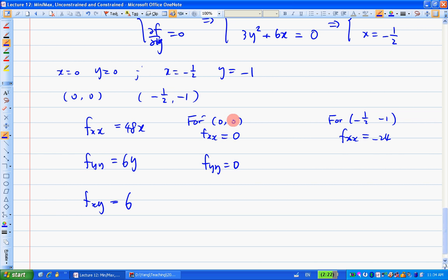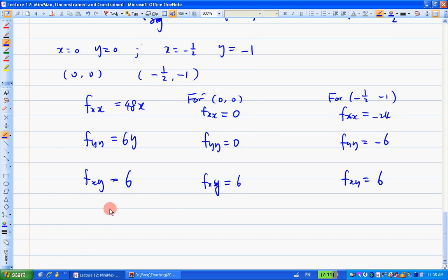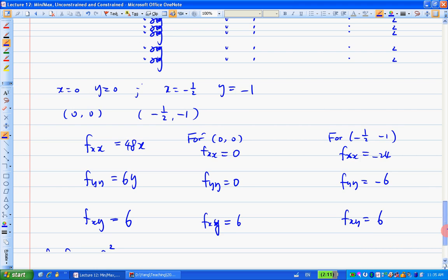f_yy for the first critical point is 0, and for negative 1, it's negative 6. f_xy doesn't change no matter what: 6 here, and 6 here. Now we've got all the quantities, and we're ready to do our second derivative test. I guess we need to calculate one more quantity here: f_xx times f_yy minus f_xy squared. We need to get the value of this quantity.